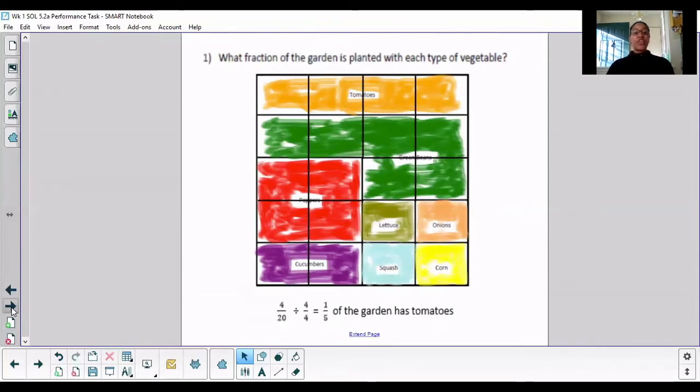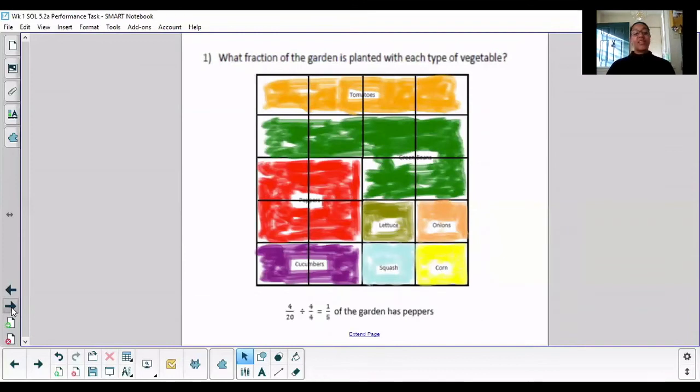Next, you got the green beans. Good job. So the green beans, you said 6 squares. 1, 2, 3, 4 are in a row and 2 on the bottom. So 6 squares out of 20. Good job. You said we simplified, so 3/10 of the garden has green beans. Good job.